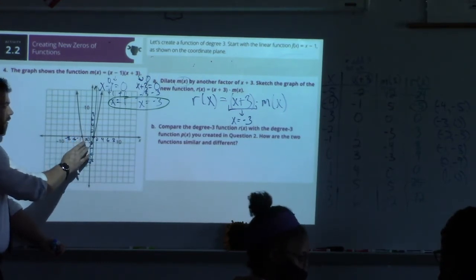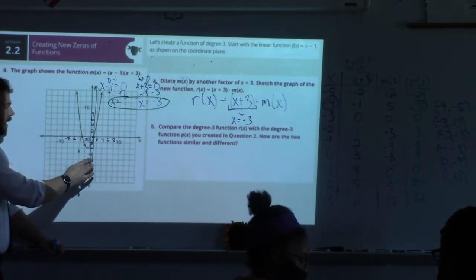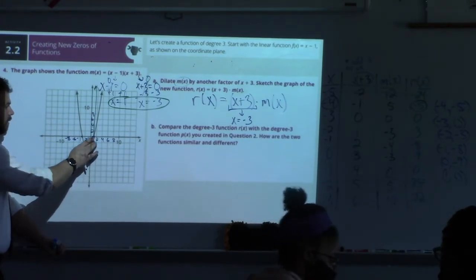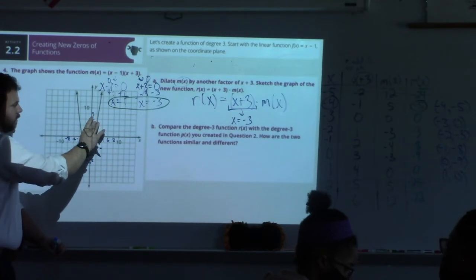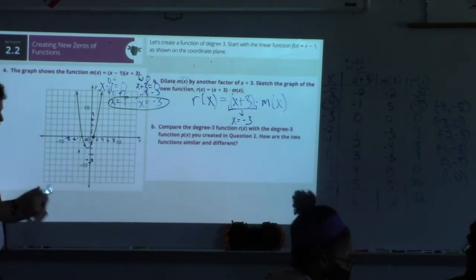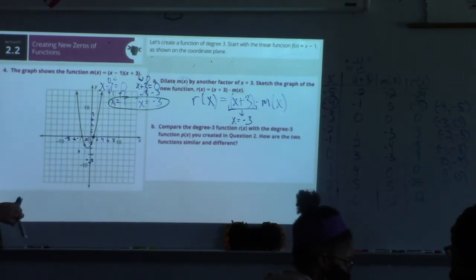So can I get a volunteer to show us how they created this curve? I need someone to volunteer about how they would connect these points. I need you to stop being scared.